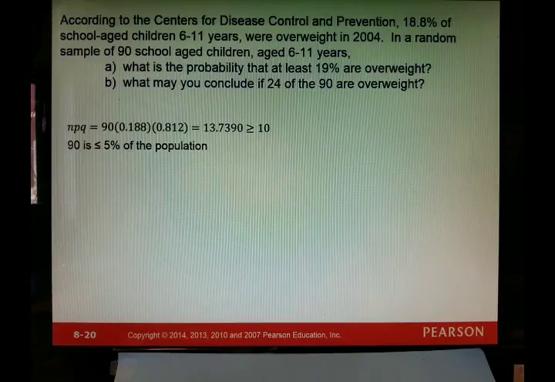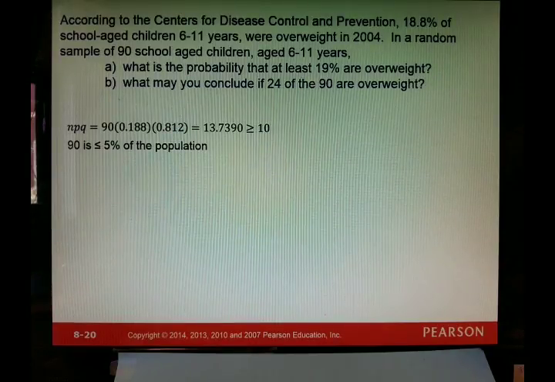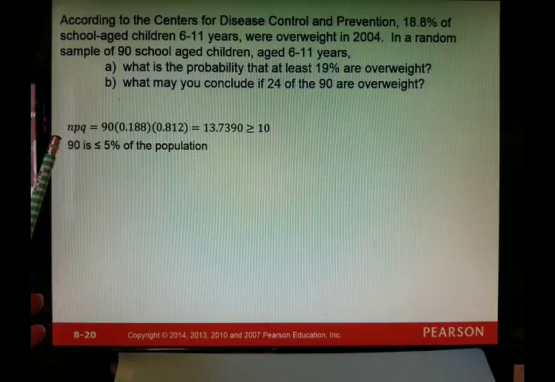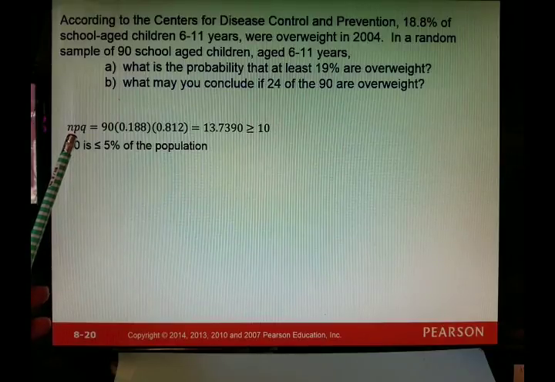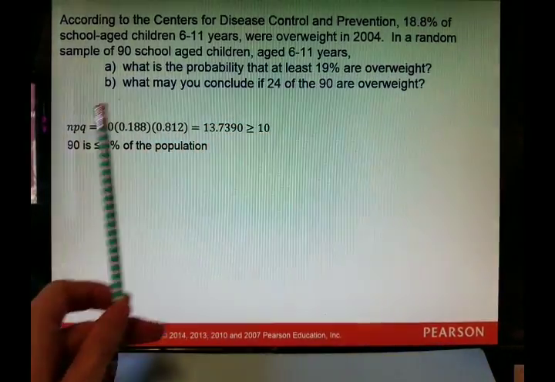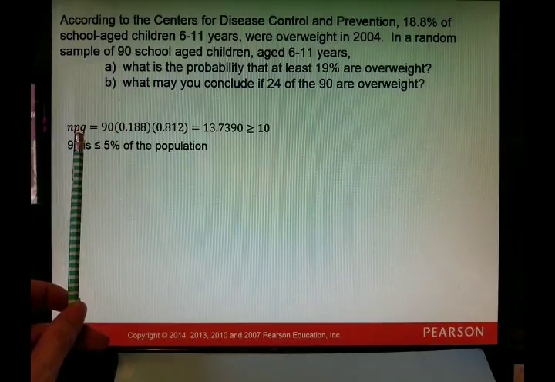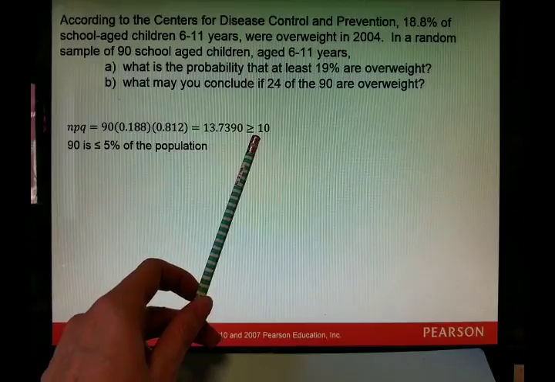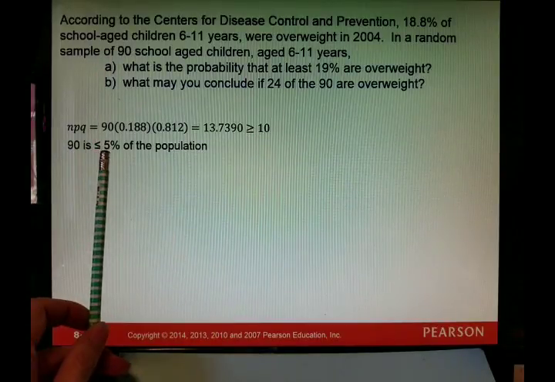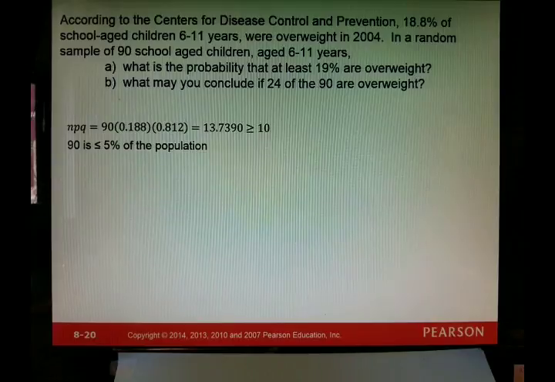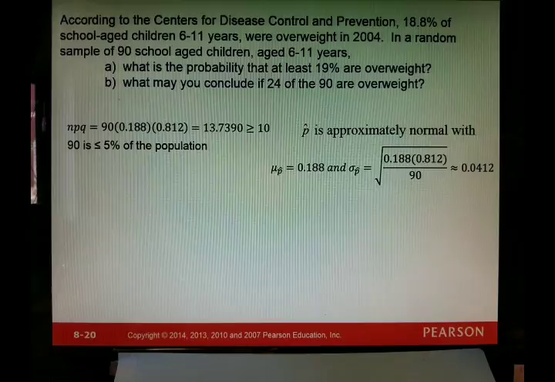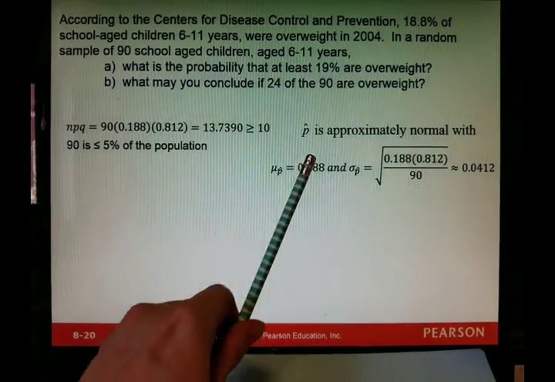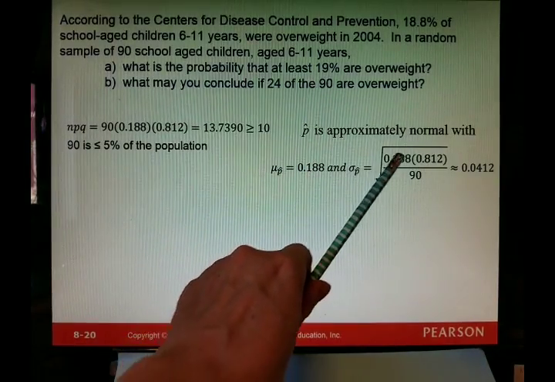First off, let's make sure our NPQ is greater than or equal to 10. It was at 13. So again, the N, how many was in our sample? 90. P, the percent that was overweight, 18.8%, so that's 0.188. Q is 1 minus that P, and that product was 13.7, definitely more than 10. And then 90 school-aged children is definitely less than 5% of the population of all school-aged children in our country. So then we may go ahead and proceed. That p hat is approximately normal with a mean of 0.188, standard deviation of the square root of PQ over N.